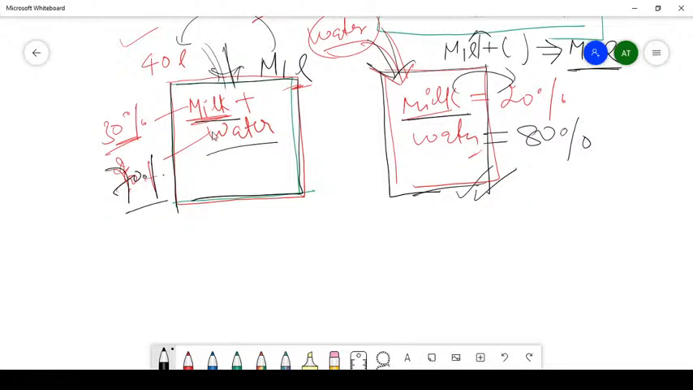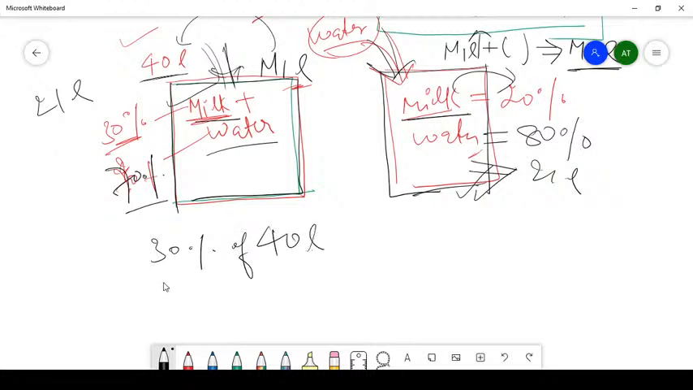Then obviously the quantity of milk is going to be the same. If I am saying in this 40 liter, the quantity of milk is 21 liter, then there is 21 liter milk in this vessel also, right? Because we add some water, the quantity of milk is not going to change in any case. We add water. Okay. Then what is the quantity of milk here? What is the quantity of milk in this container?